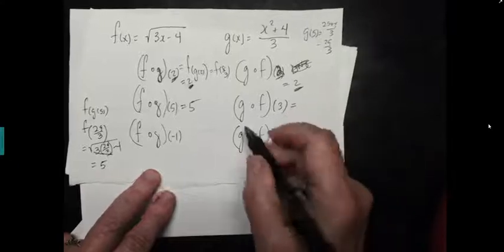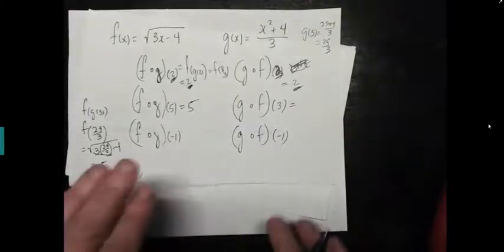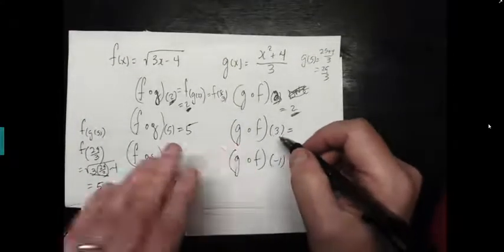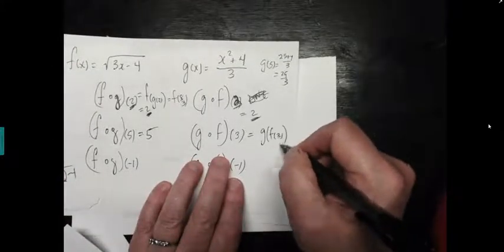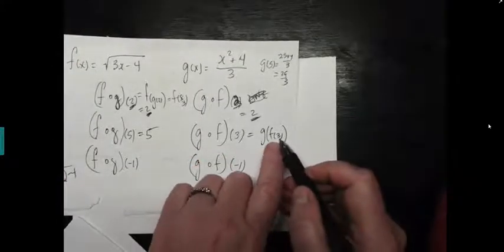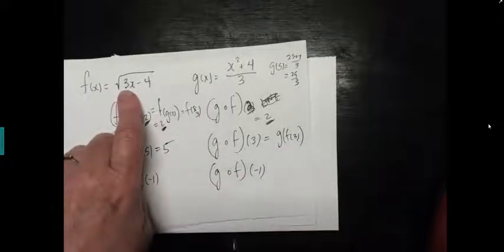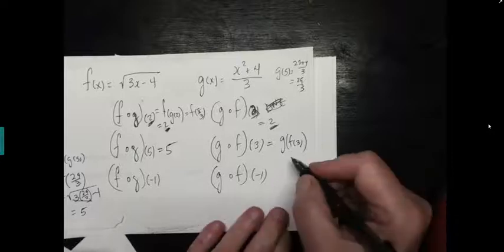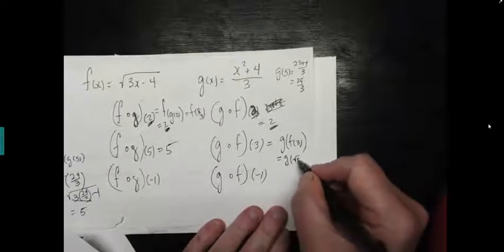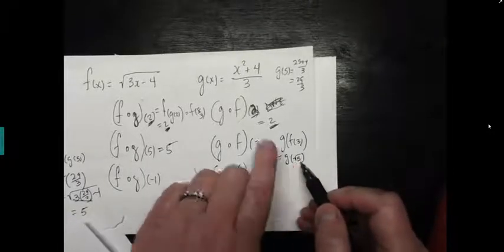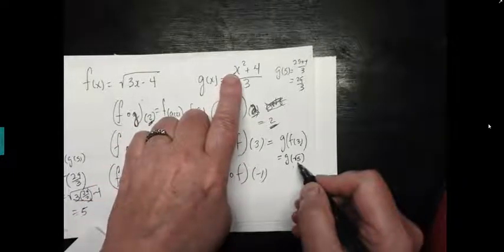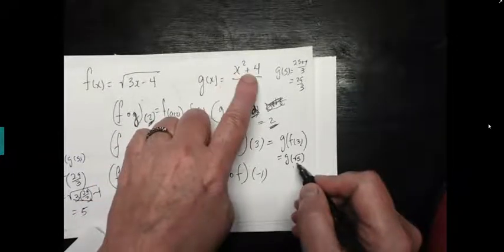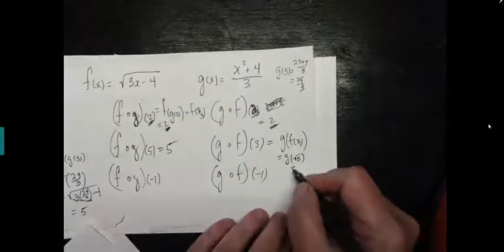Okay. What if I do this? That's g composed with f evaluated at 3. What is f evaluated at 3? It's going to be the square root of 3 times 3, so 9 minus 4, which is the square root of 5. And now what happens if I plug in square root of 5 into this formula? Well, I'll get the square root of 5 squared, which is 5, plus 4, which is 9, 9 over 3, which is 3.